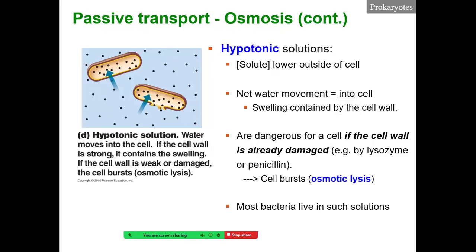Most bacteria live in a hypotonic or an isotonic solution. When you have a bacterial infection, the reason why penicillin G works is because the bacteria will be in a hypotonic solution inside you. You damage the cell wall, then water will move into the bacteria until the bacteria bursts because of the damage to the cell wall from penicillin. Any question about any of that? When the cell bursts, that is called osmotic lysis.